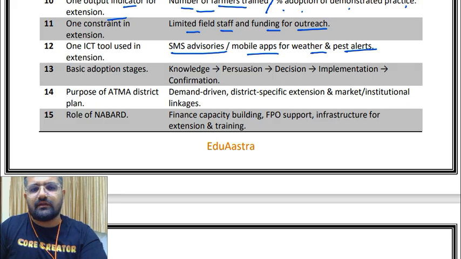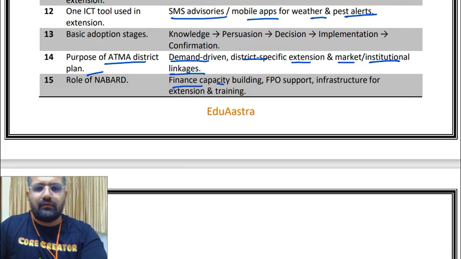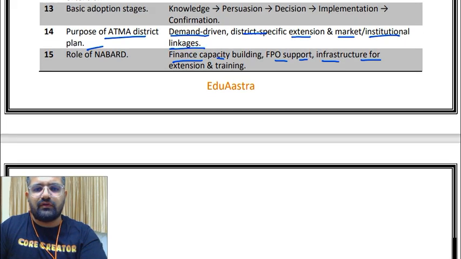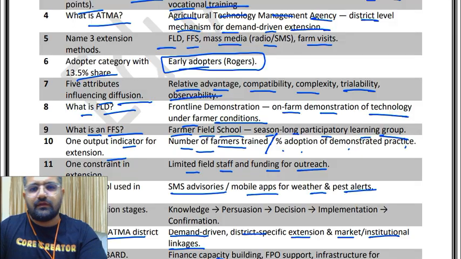Then basic adoption stages: knowledge, to persuasion, to decision, then to implementation and finally confirmation. Purpose of ATMA district plan: demand driven, district specific extension and market institutional linkages. Role of NABARD: finance, capacity building, FPO support, infrastructure for extension and training. So that's it in this.